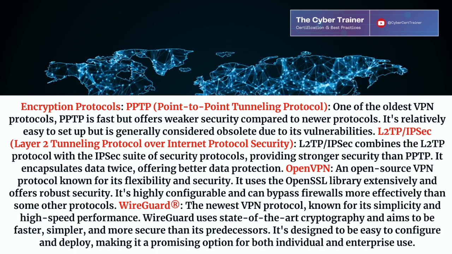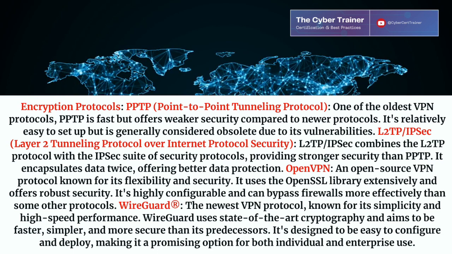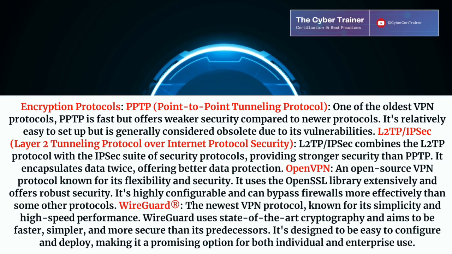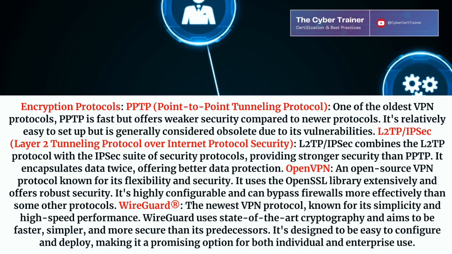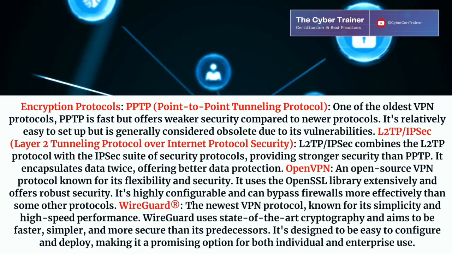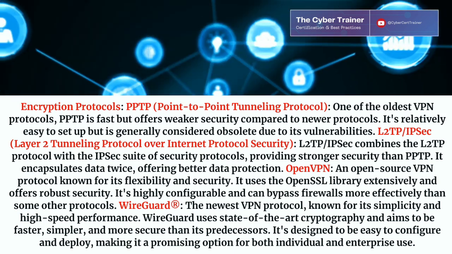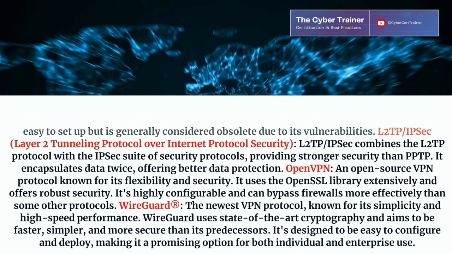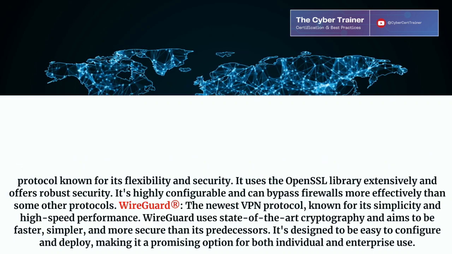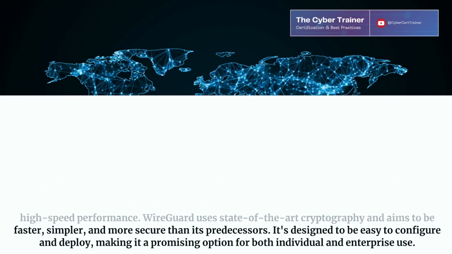WireGuard, the newest VPN protocol, known for its simplicity and high-speed performance. WireGuard uses state-of-the-art cryptography and aims to be faster, simpler, and more secure than its predecessors. It's designed to be easy to configure and deploy, making it a promising option for both individual and enterprise use.